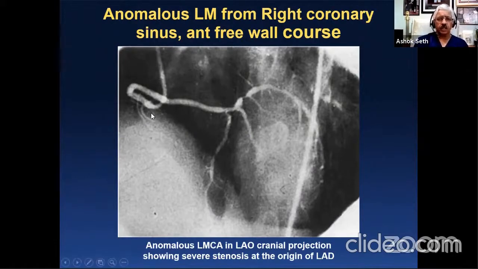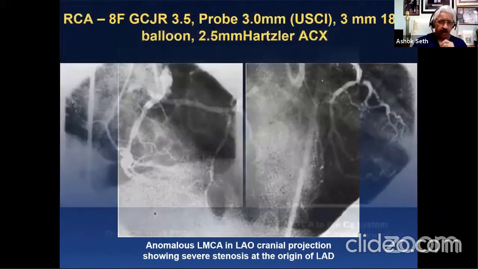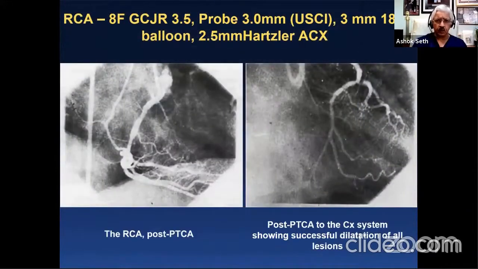And here you see an 8F guiding catheter. Those were 8 French guiding catheters in those days. It's an AR1, intubating into that. The best projection, by the way, for an anomalous left main arising from the right sinus would be an LAO and cranial projection, as you see in this, where you see the curves quite clearly. And of course, then you have the RAO caudal. So LAO cranial and RAO caudal.